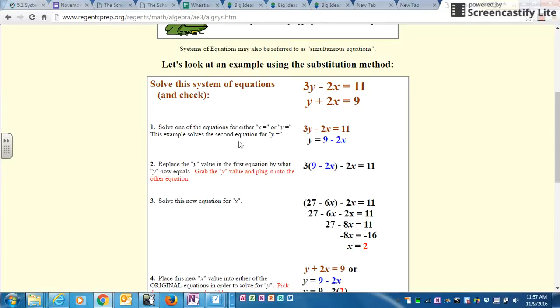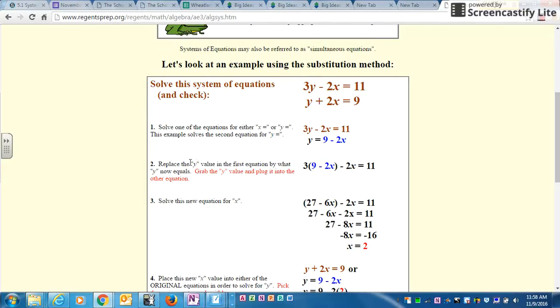Okay, so the first thing you want to do is pick one of the equations and solve, or in other words, get y by itself. Now we're going to pick the second equation because the coefficient of y is already 1, so there's really only one step to this, and that is to subtract 2x from both sides. So this is the equation y equals 9 minus 2x. So what they did was they rearranged this second equation to get this equation.